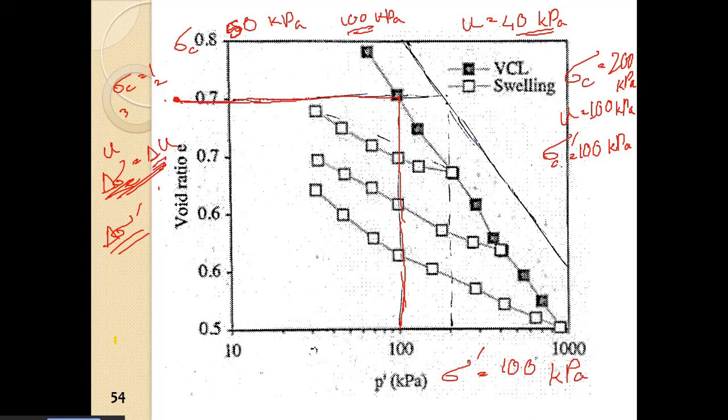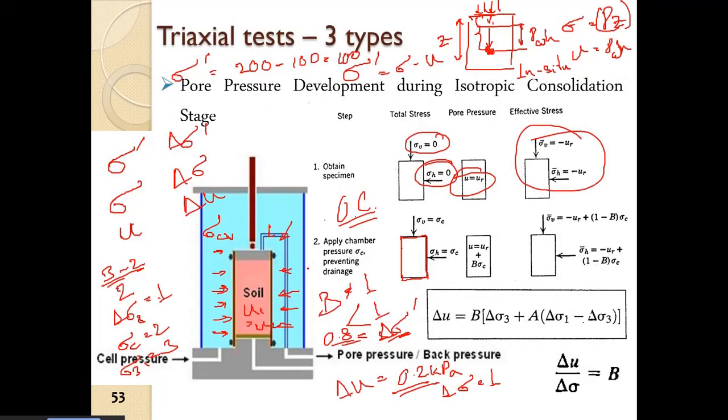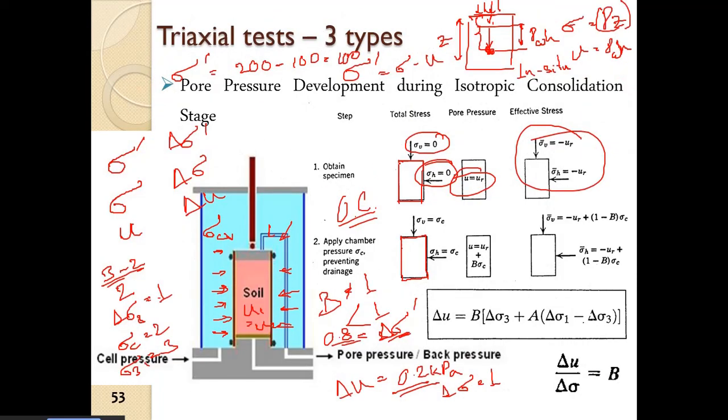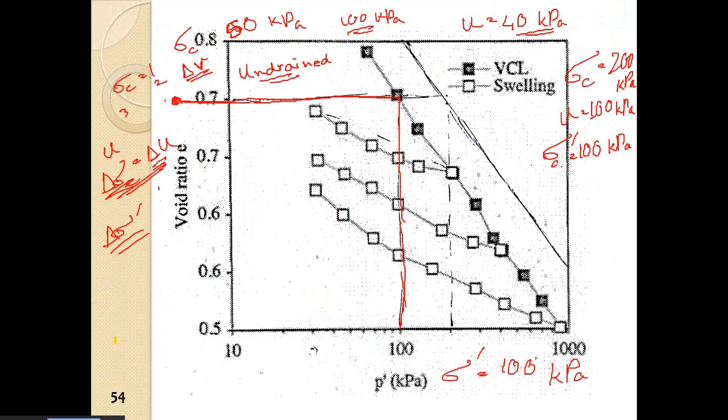Why straight? Why horizontal? Because it is undrained. Since it is undrained, there cannot be any delta V. There cannot be any volume change. So the volume of the sample, whatever it was, that volume has to be retained. So the void ratio, whatever it was in the initial state, will have to be conserved.